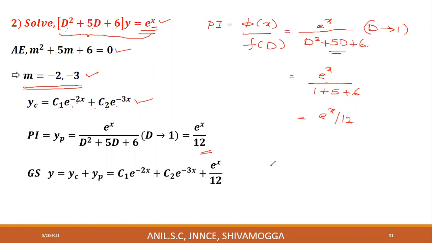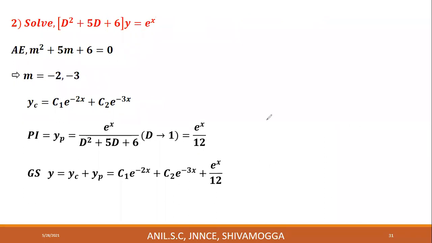And do not forget to write the general solution. Otherwise, you will lose 1 mark in the examination for not writing the general solution. General solution is given by y is equal to yc plus yp, and yc is c1 into e power minus 2x plus c2 into e power minus 3x, and yp is e power x divided by 12.